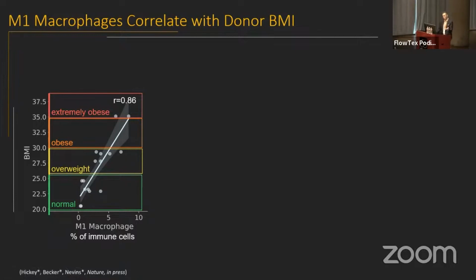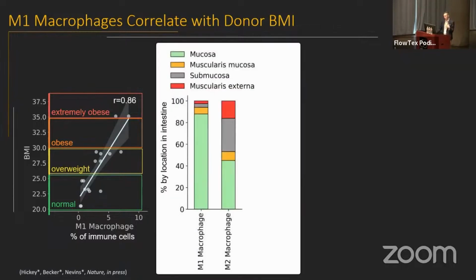None of our donors had a history of gastrointestinal disease, but it's also known that with an increase in body mass index, there's an increased risk for gastrointestinal disease. So potentially this is an early indicator or onset of such a disease. And because we had the spatial location of these cells, we looked at where they were located within the intestine.